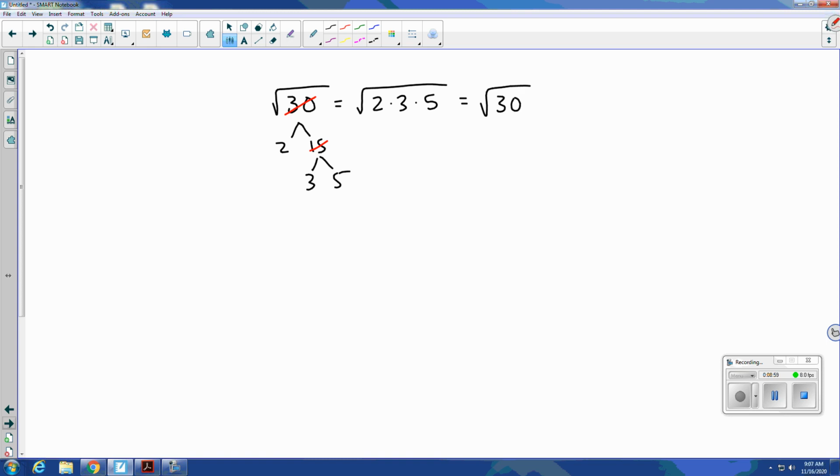So what's the lesson here? When you break it down, if there are no groupings to be had, then that radical was already fully simplified. So this is already a simplified radical.